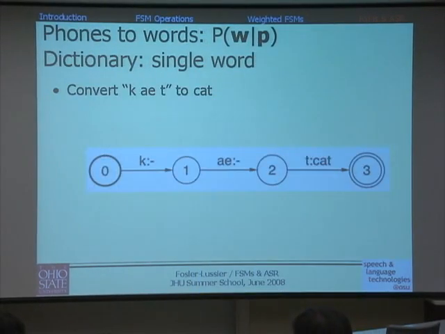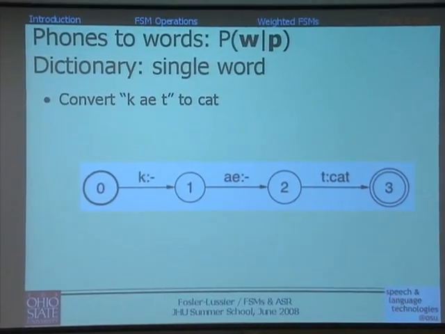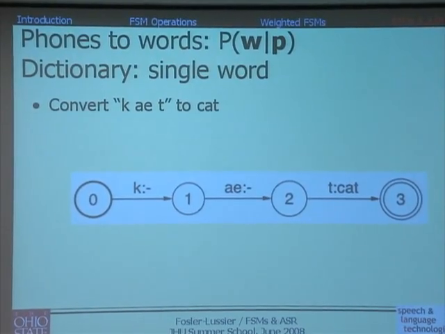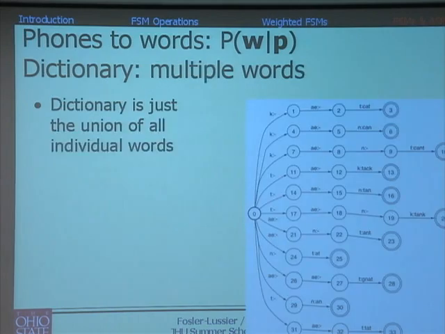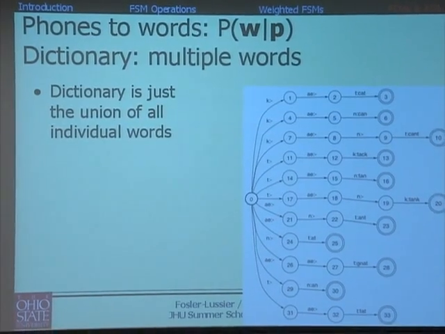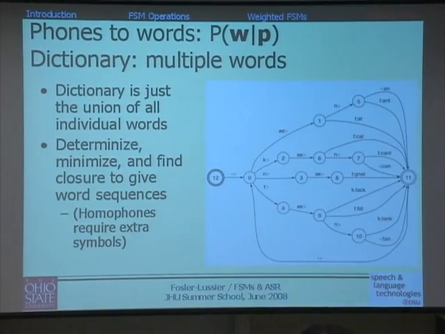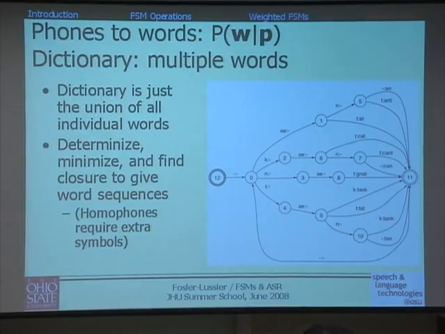That's important. Okay, so now we have words to phones, which basically say I've got k, a, and t. I'm going to make cat. Same idea. We're taking smaller symbols, and we're creating longer span symbols out of them. Dictionary is going to be a composition of all those words, and I can take the union of these things.